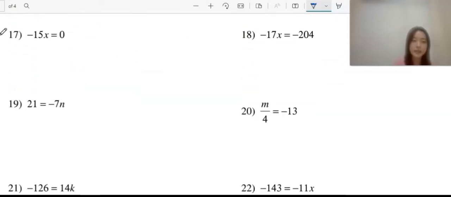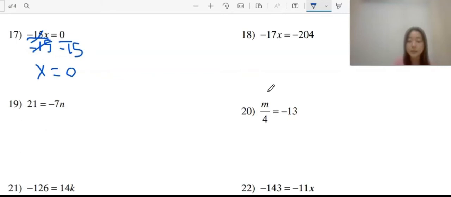Next, negative 15x is equal to 0. So in this case, negative 15 is multiplied to x. So we want to undo that process because the variable is x, and we only want that by itself. So we divide by negative 15. Remember, if we do it on the left side, we also do it on the right side. So we do 0 divided by negative 15. The negative 15 cancel out, which makes it x. And 0 divided by a negative 15 is 0, because 0 divided by any number is equal to 0. So x is equal to 0.